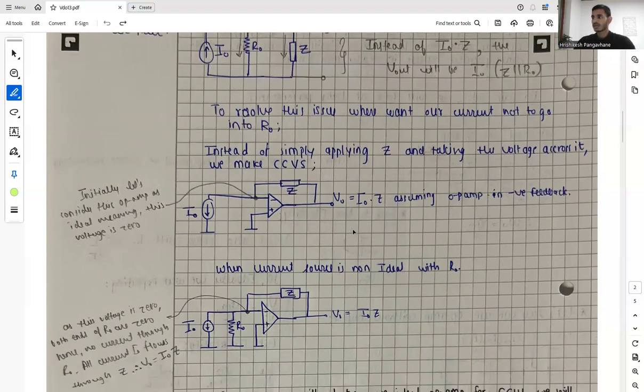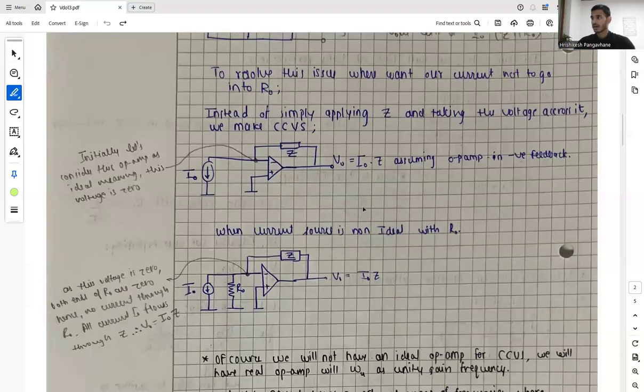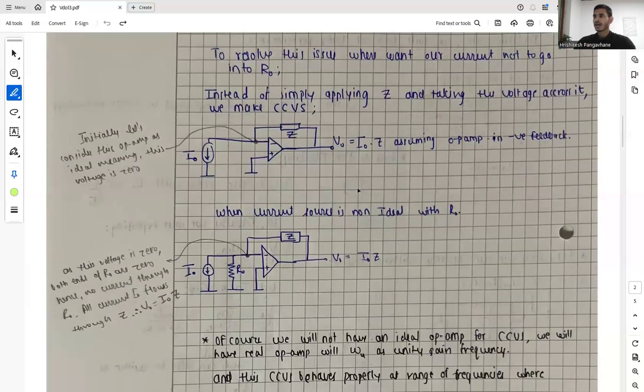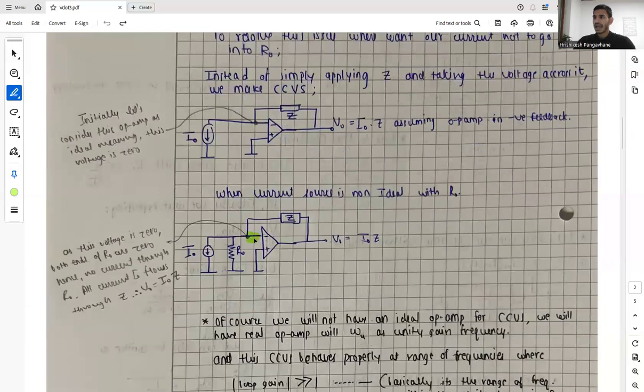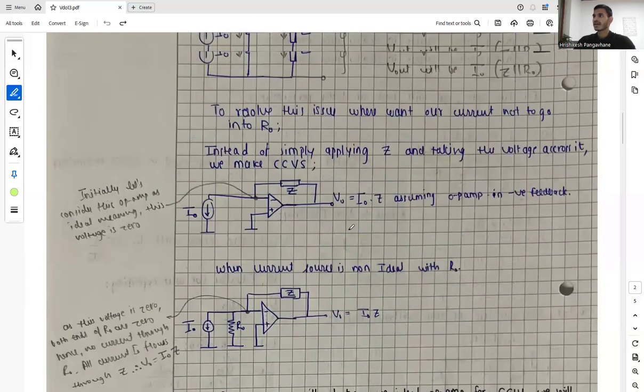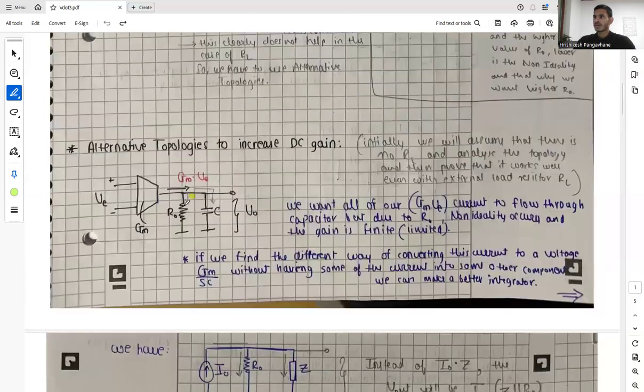When the current source is non-ideal, coming with R naught, again, as this voltage is zero, both ends of R naught are at ground potential, and thus no current flows through R naught, and all the current flows through Z. And that's what we wanted earlier, where we wanted no current through R naught, and all our current through an impedance Z.